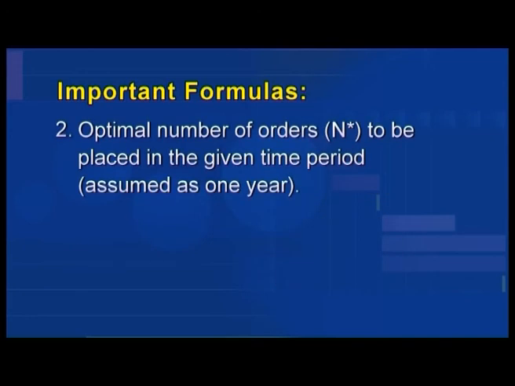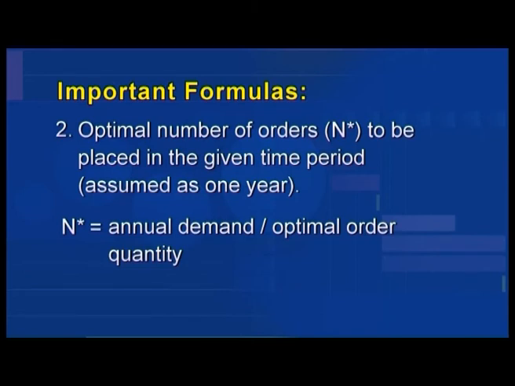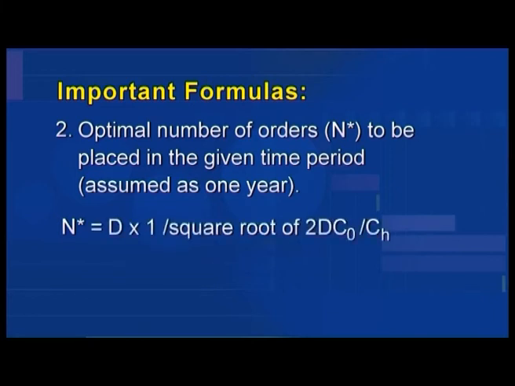Optimal number of orders to be placed in the given time period, assumed as 1 year. N star is equal to annual demand by optimal order quantity, which is D by Q star, which is equal to D times 1 by the square root of 2 times D times C0 by CH, which is equal to the square root of D times CH by 2 times C0.